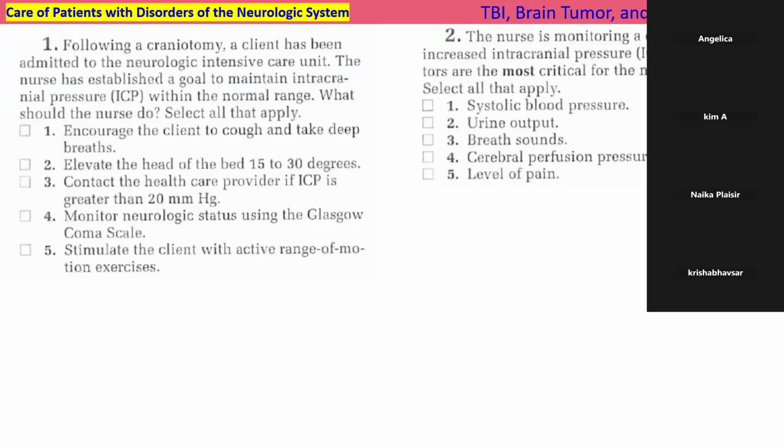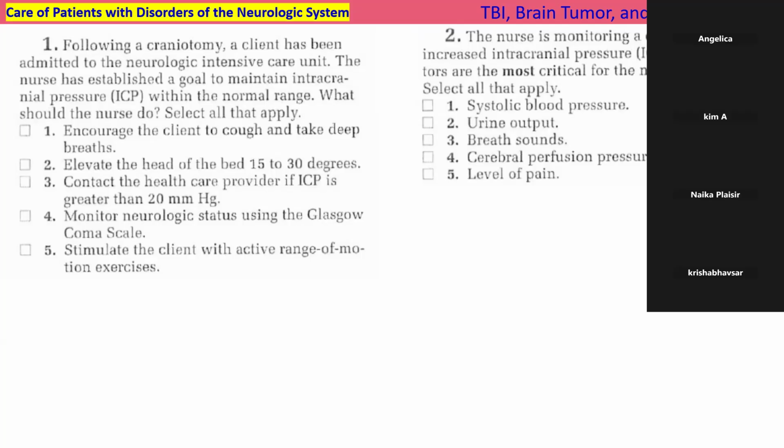Okay, the second question. The nurse is monitoring a client with increased ICP. Which indicators are most critical for the nurse to monitor? So things that are going to be listed as manifestations or criteria that will be consistent with the increased ICP. So manifestations are going to be monitored.